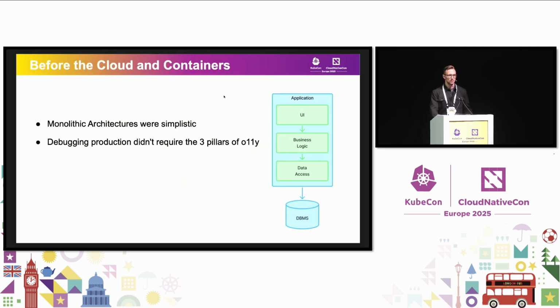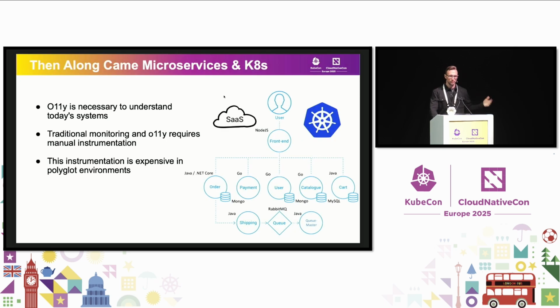So before we get into the eBPF stuff, I wanted to talk about where things came from. Before the cloud and containers, we had these monolithic architectures. They were simplistic. It was easy to debug issues. These 3 pillars of observability weren't really a thing at this point because inspecting and finding bugs were easy. They were in the big monolithic application. And so it wasn't until microservices and containers and Kubernetes came along that observability became a really important operational tool.